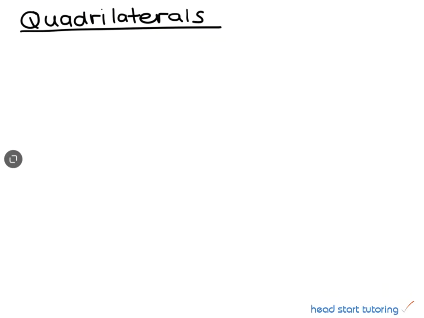We are going to be having a look at the properties of 2D shapes. We are first going to look at quadrilaterals. So quadrilaterals are 2D shapes that have 4 straight sides and they have 4 angles.